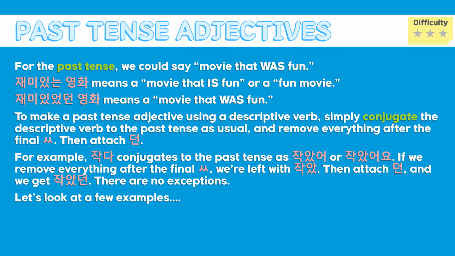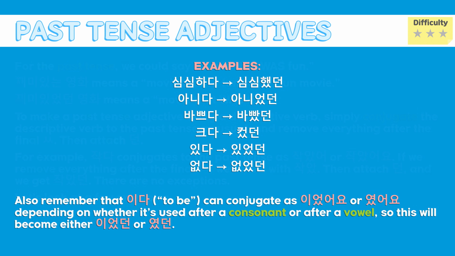Then attach 던. For example, 작다 conjugates to the past tense as 작았어 or 작았어요. If we remove everything after the final double 시옷, we're left with 작았. Then attach 던, and we get 작았던. There are no exceptions. Let's look at a few examples. You can pause the video here.